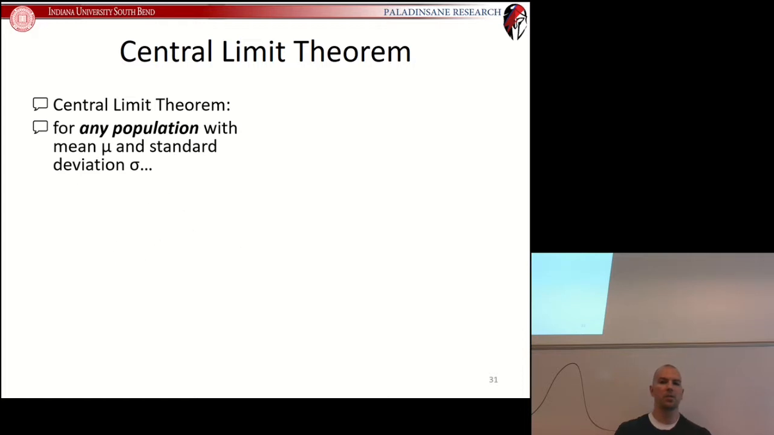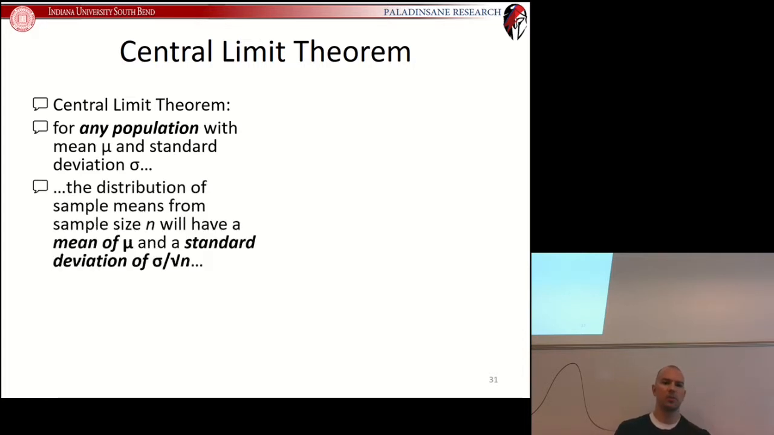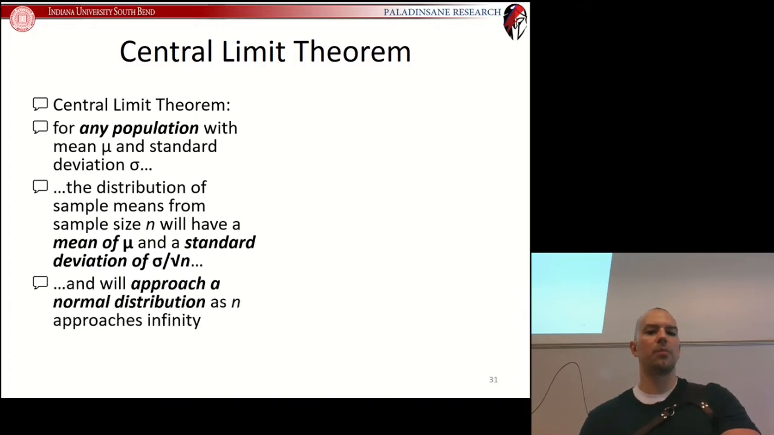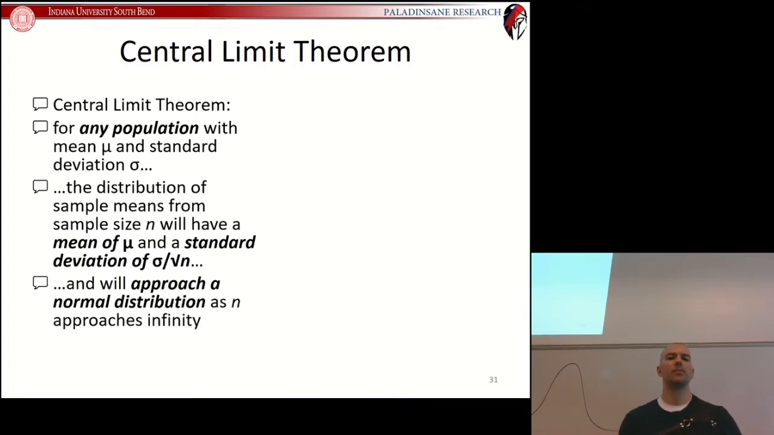For any population with a mean and a standard deviation, the distribution of sample means from a sample of a certain size, right? From a certain sample size, will have a mean the same as the mean of the population and a standard deviation that is related to the standard deviation of the population and equals the standard deviation divided by the square root of the size of the sample. Don't worry about why it's a square root, it just is. And importantly, and thankfully, it will approach a normal distribution as n approaches infinity.